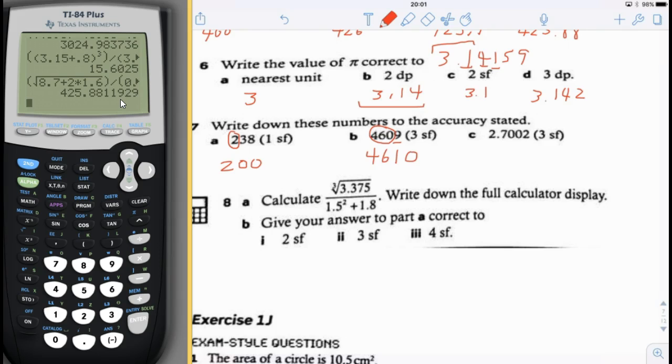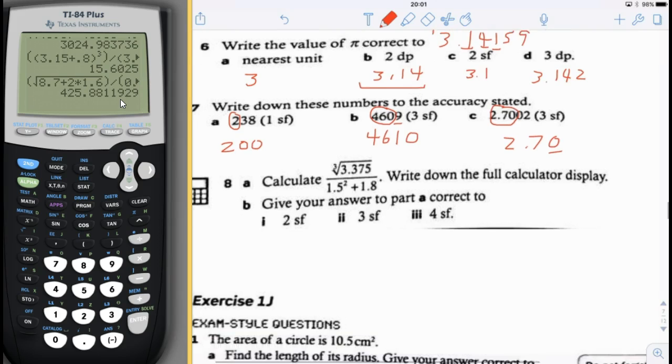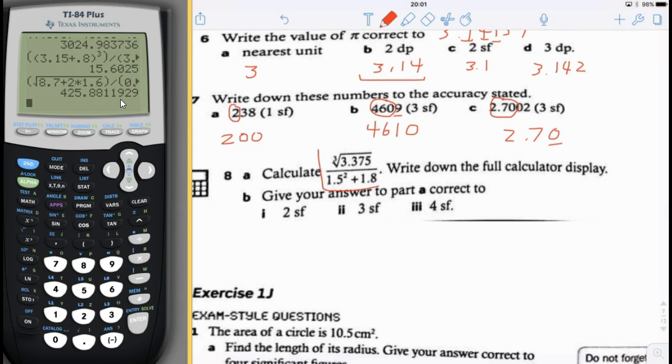Next one, three significant figures. So we're going to keep the 2.70. What about the next 0? Is that enough to round the last 0 up to 1? No. But we are going to keep the last 0 here. That is significant. Okay, now we're going to calculate one more expression here.